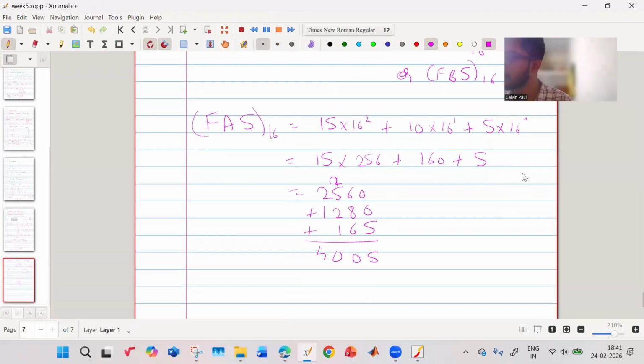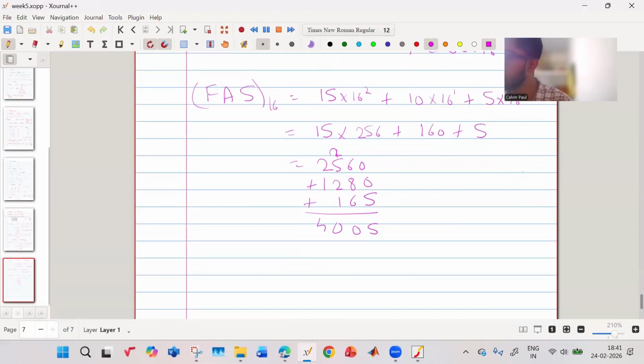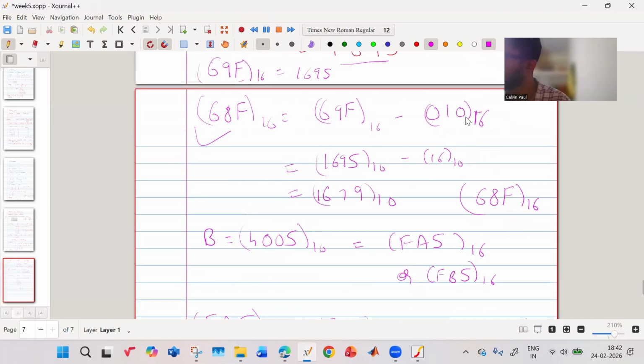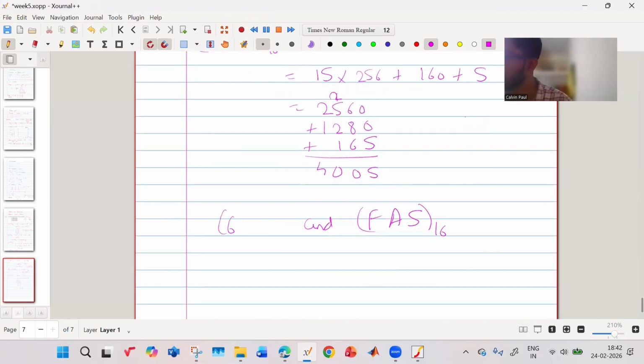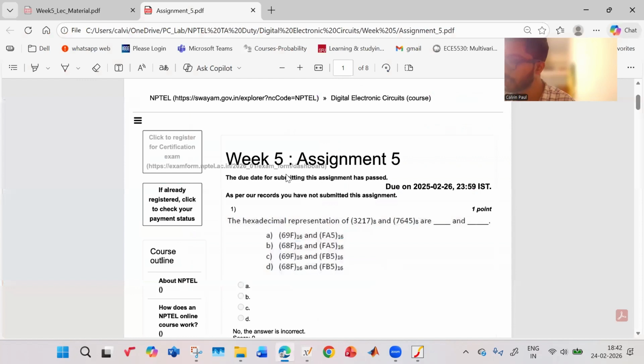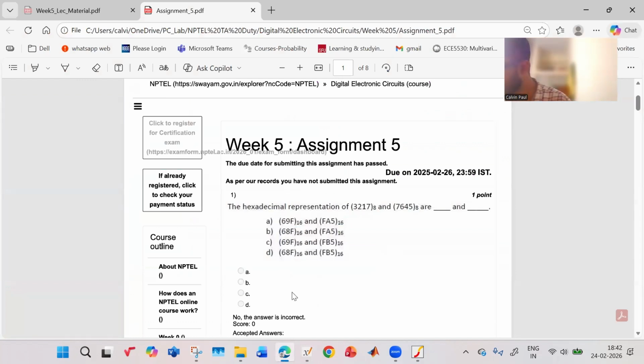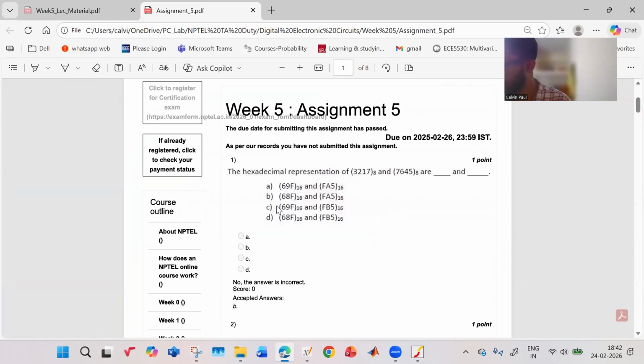So the options are (68F)16 and (FA5)16. These are the correct options. So when you go to the question, it is (68F)16 and (FA5)16. That is option B. Okay, that's option B.